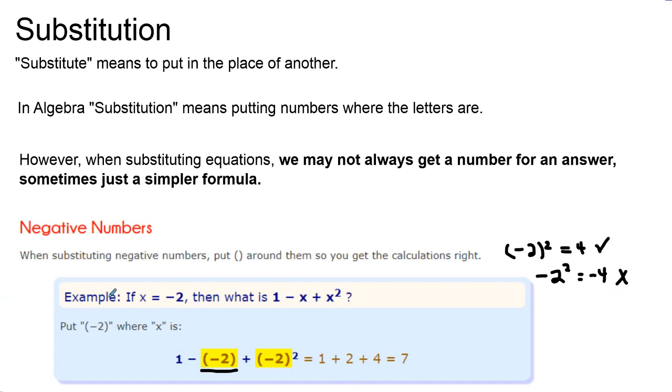So if you take a look at the example down here, especially when you substitute negative numbers and you're subtracting them, one take away negative 2 is positive 2, plus negative 2 squared is positive 4. If you make negative errors when substituting, you might get answers like 5, negative 3, or negative 5. It's entirely possible if you forget to put parentheses around your negative numbers.